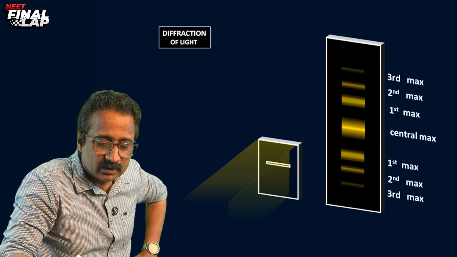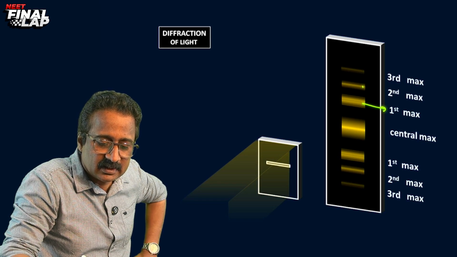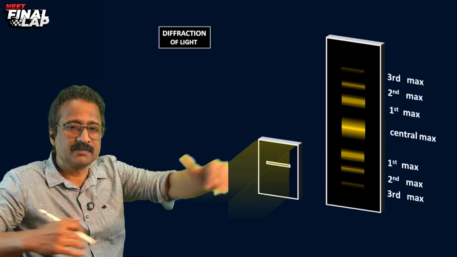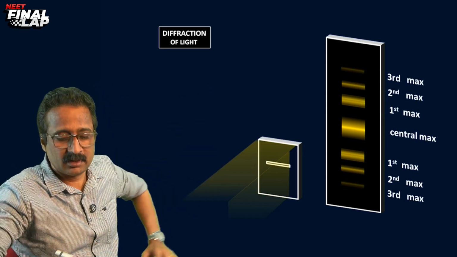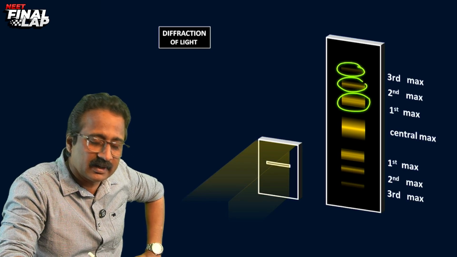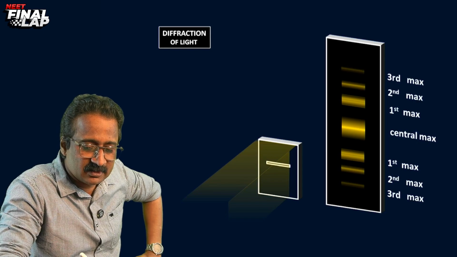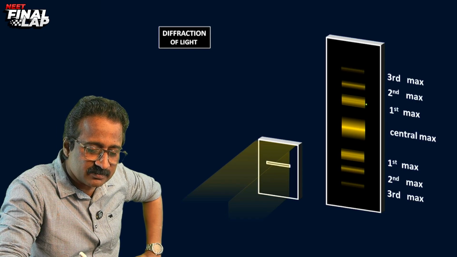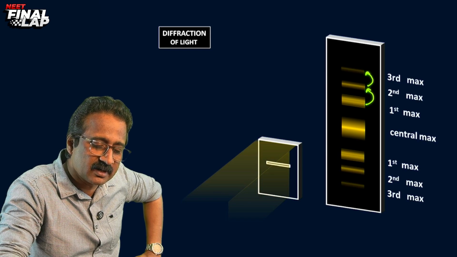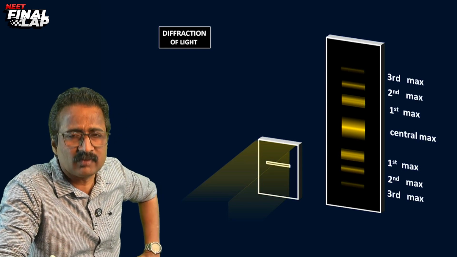That will be called first maximum. The other maxima are called second maximum, third maximum, and so on. See, as you go away from the central region of the screen, you'll see that the intensity of brightness of the maxima is gradually decreasing. So the first maximum is less bright than the central maximum, the second maximum is less bright than the first, the third is less bright than the second, and so on. So this is the way we are naming it.